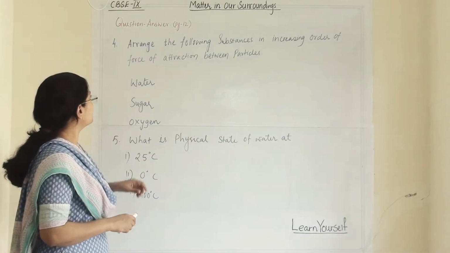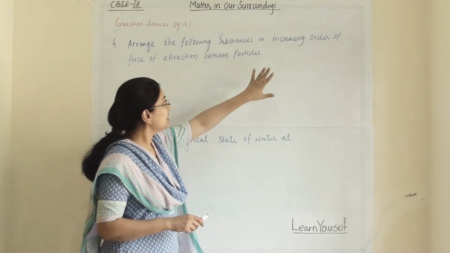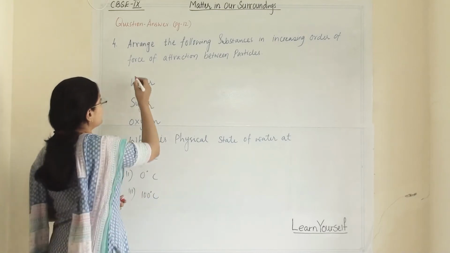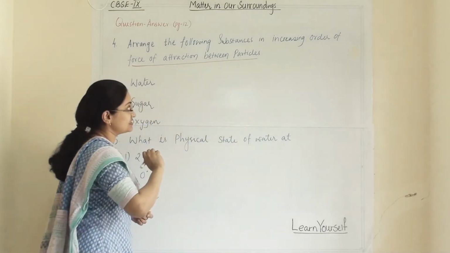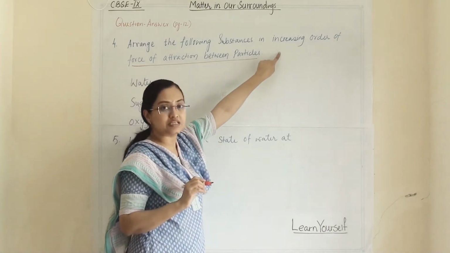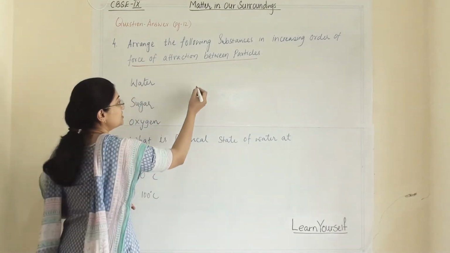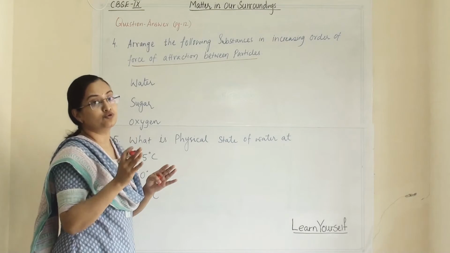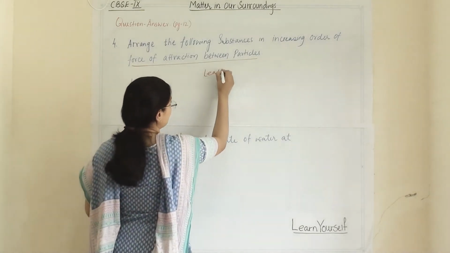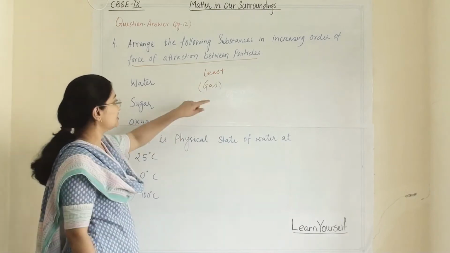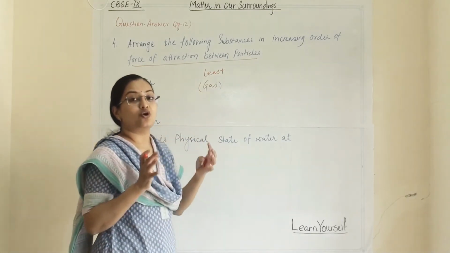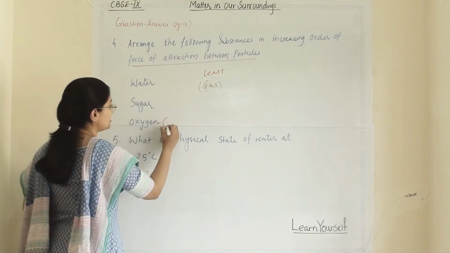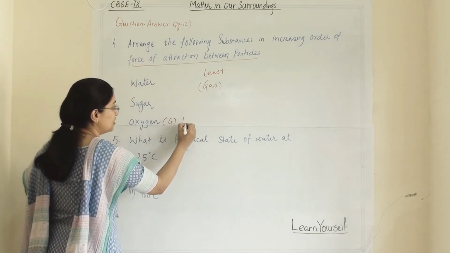The next question is: arrange the following substances in increasing order of force of attraction between particles. So here we have to see the force of attraction between particles and arrange them in increasing order. The first one should be the state of matter which has the least force of attraction. So the gaseous state particles have very little force of attraction. Here oxygen is in the gaseous state, so it will come first.